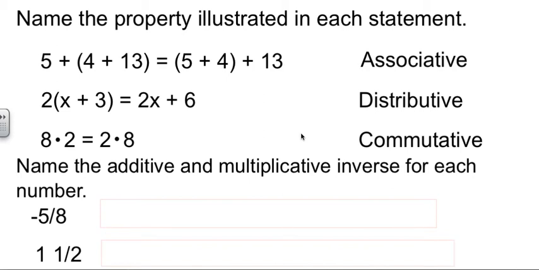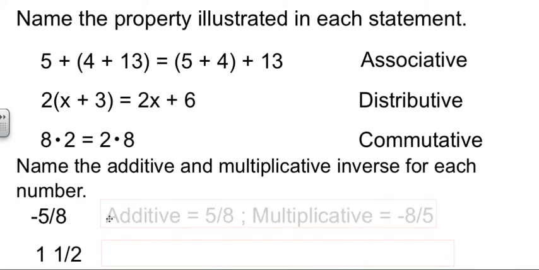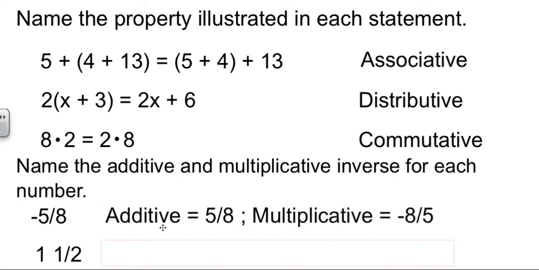And then the last idea we need to look at is the additive and multiplicative inverse of things. So they've given me the number -5/8, and they want the additive inverse and the multiplicative inverse. Well, the additive inverse is easy. It's the opposite. Change the sign. So it was -5/8, it becomes +5/8. The multiplicative inverse, remember I said on the other slide there, that's the fancy term, is reciprocal. So they gave me -5/8. I do the reciprocal and I get -8/5.